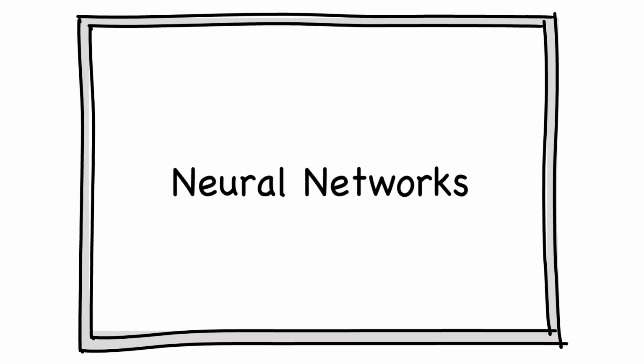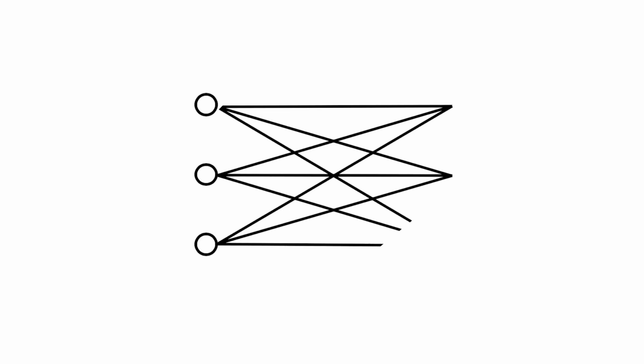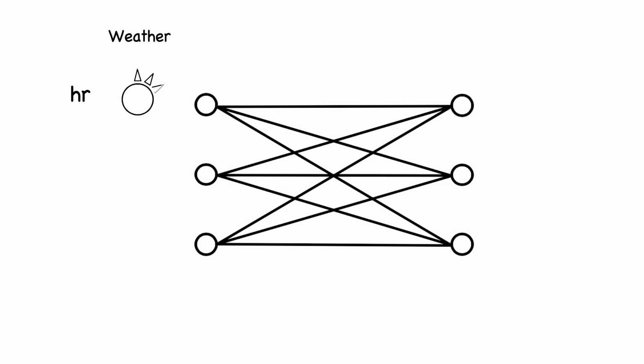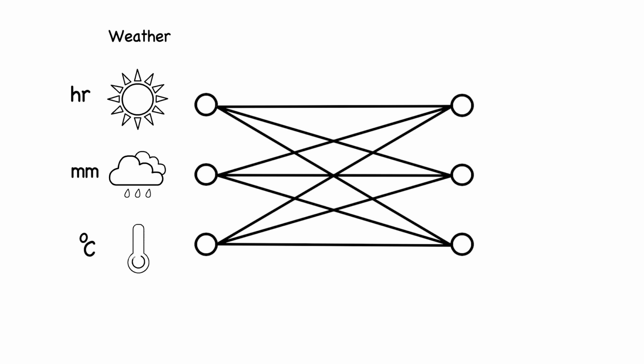Let's start with a high-level review of what a neural network is. A neural network takes a set of numbers as inputs and calculates a set of numbers as outputs. In this example, the inputs are hours of sunlight, millimeters of rain, and average temperature in a growing season. The outputs are crop yield of corn, wheat, and oats.